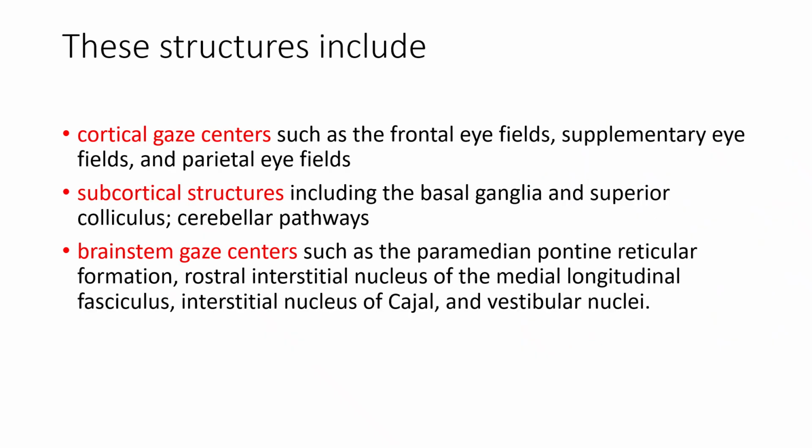These structures include cortical gaze centers, such as frontal eye fields, supplementary eye fields, parietal eye fields. Subcortical structures like basal ganglia, superior colliculus, cerebellar pathways. Brainstem gaze centers, such as paramedian pontine reticular formation, rostral interstitial nucleus of medial longitudinal fasciculus, interstitial nucleus of Cajal, and vestibular nuclei.